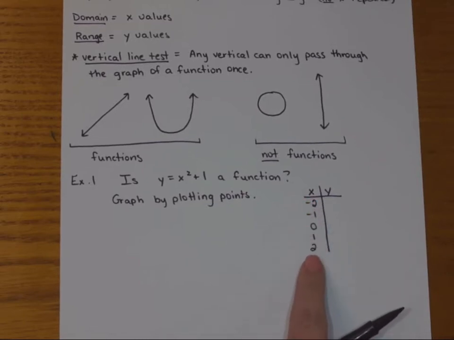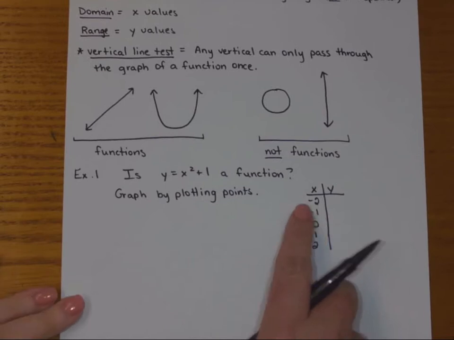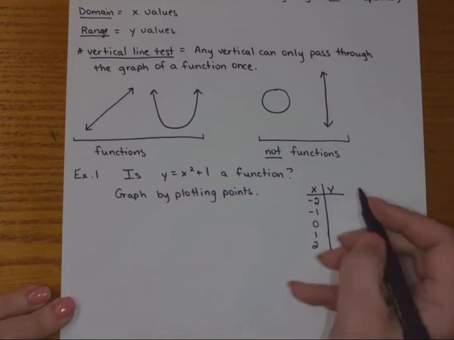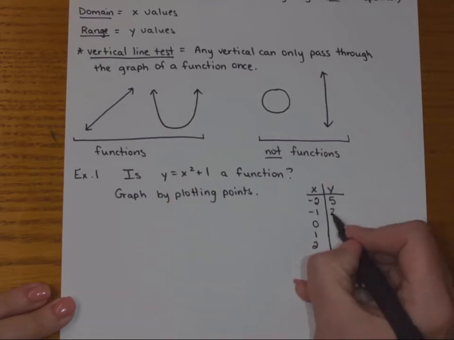So you're going to take all these x's that we just chose and you're going to plug them into this equation to get your y's. So negative 2 squared is 4. Remember, negative times a negative is actually a positive. So negative 2 squared is 4 plus 1 is 5. Same thing here, negative times a negative, so it'd be negative 1 times negative 1, which is 1, plus 1 is 2.